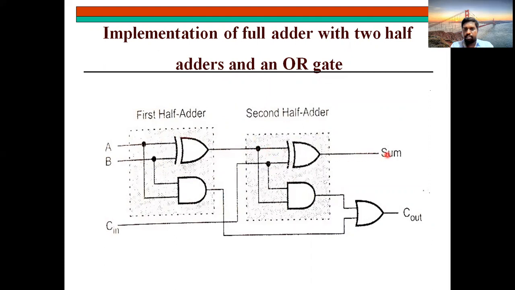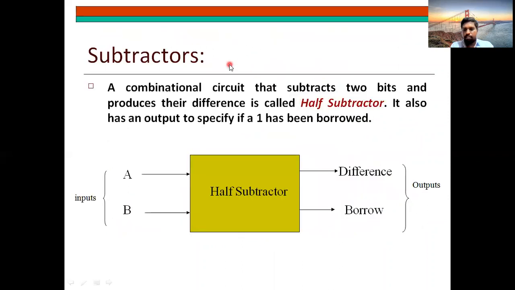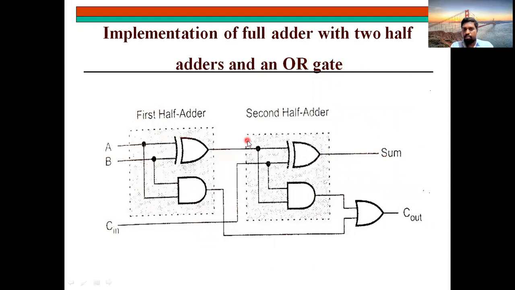So it is nothing but your sum, and C in is taken as input here, and you need one more extra OR gate. Okay, two half adders and one OR gate will help you frame the full adder. Okay, please note down this diagram, very very important. With two half adders and one extra OR gate, you can design the full adder.